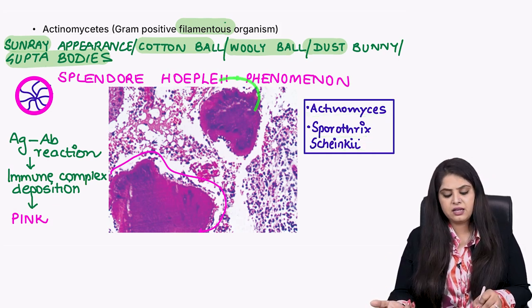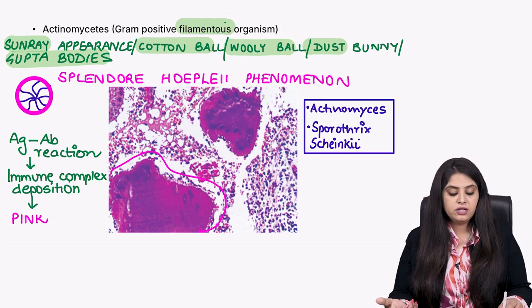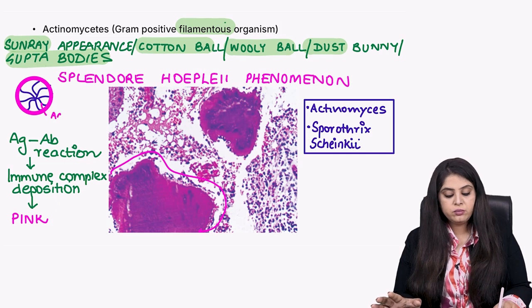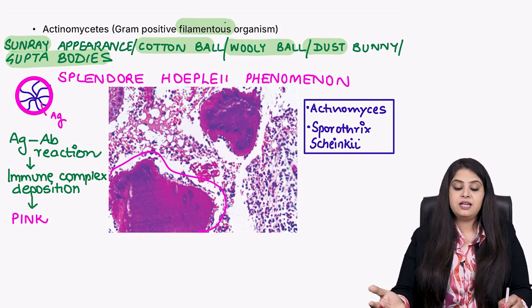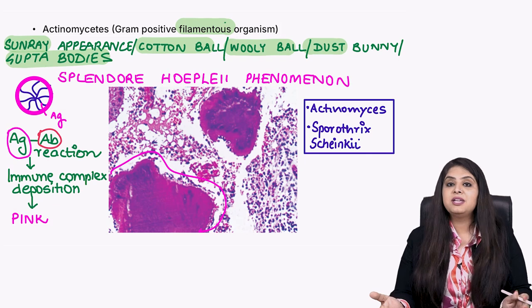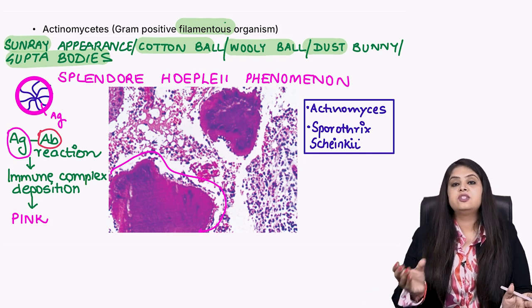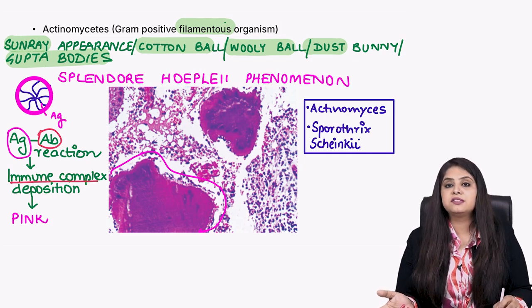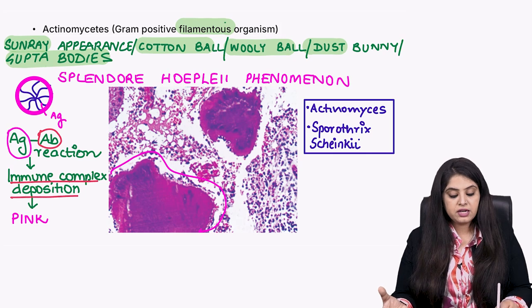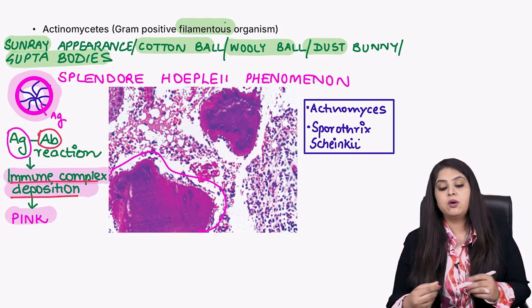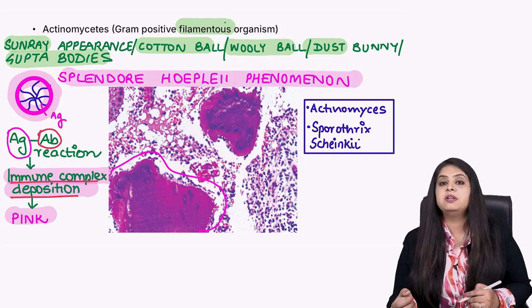So what is this pink color Splendore-Hoeppli phenomenon? You need to understand that whenever there is any bacteria or fungus, it is certainly going to be an antigen: fungal antigen, bacterial antigen. Whenever an antigen comes into your body, it will respond by making antibodies, and then the antigen-antibody reaction occurs. What is the antigen-antibody reaction known as? It is immune complex. Those complexes will now start getting deposited, and this pink color that you're seeing around is nothing but the deposition of the antigen-antibody complex, and this is called the Splendore-Hoeppli phenomenon.